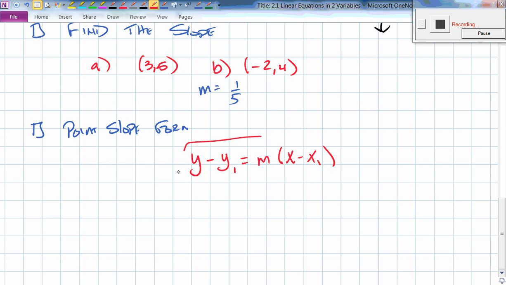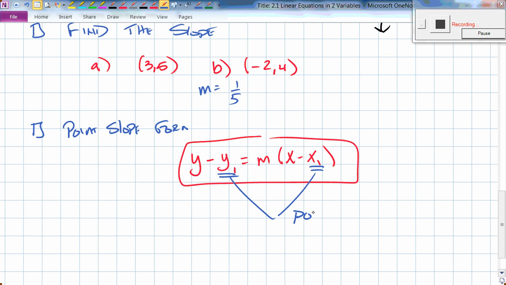So let's break this part down. The y1 and the x1 represent the point that you've been given. Whatever point they give you, that's representative of the point. What is the slope then? The m. That's your slope part. So what are these parts left over? What's the y and the x? Those are just your variables, right? Yep, they just stay that way, exactly.